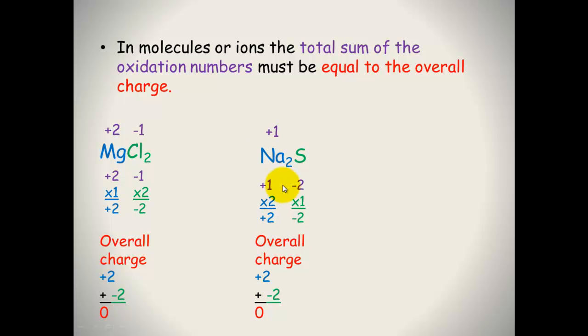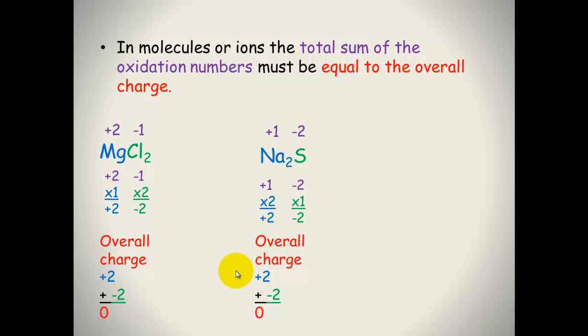Thus, sulfide has to contribute -2. So it has to have, because there's only one of them, a -2 oxidation number. So I've got 2 sodiums, 2 times +1 is +2. 1 sulfide is -2. +2 -2 equals an overall charge of 0, an overall oxidation number of 0.